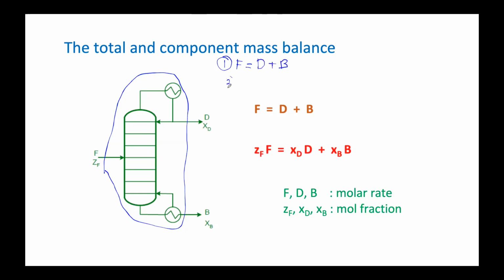For the component, let's say any component A: F multiplied with the feed composition of component A would be equal to the composition in the distillate multiplied with the distillate, plus the composition of the bottom multiplied with the molar rate of the bottom product. Okay, so these are the two, the total and the component mass balance that we know. Now the next one.